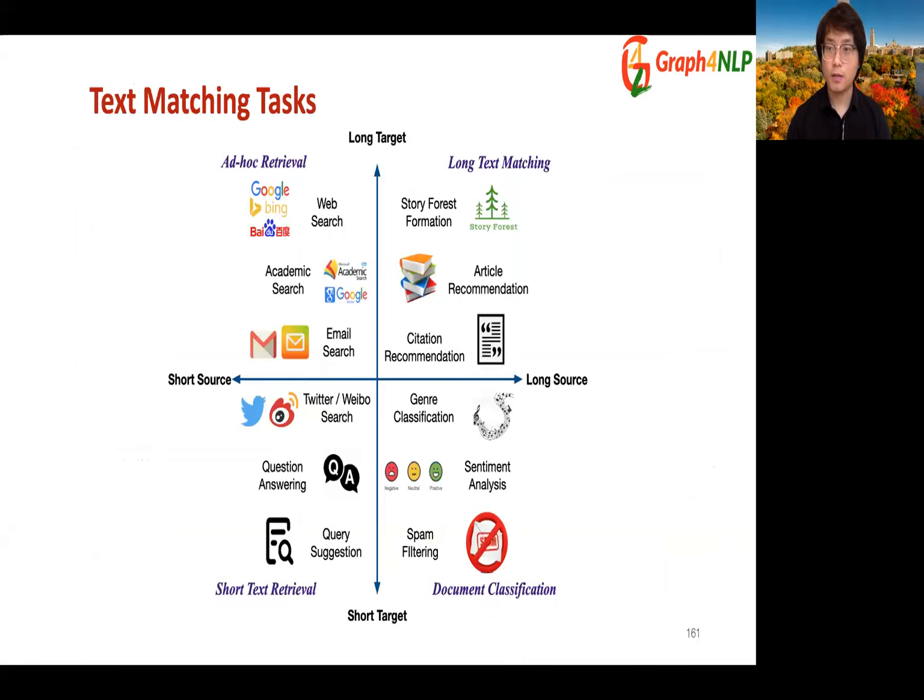And actually, the core task in the system we have described is how to judge the relationship between two long articles. This is a text matching task. And there are numerous text matching tasks based on the length of the input source and output target. For example, in text pair matching or ad hoc retrieval, your input is a short query and the output is a long document. Or in document classification, your input is a long document and the output is a short label.